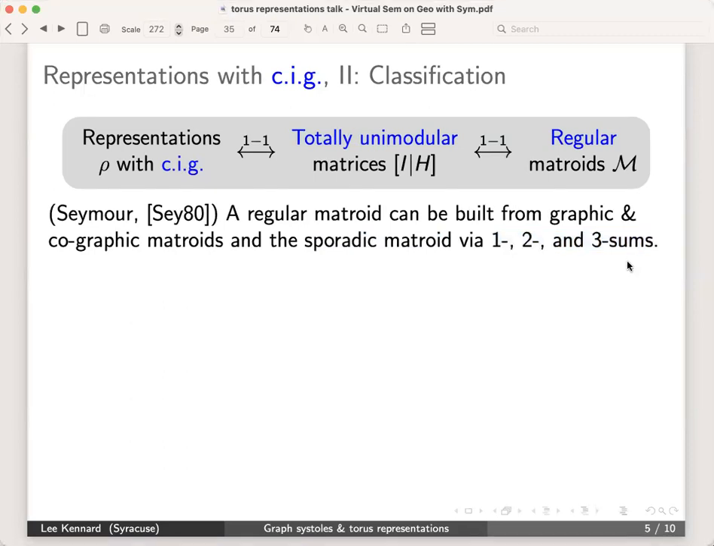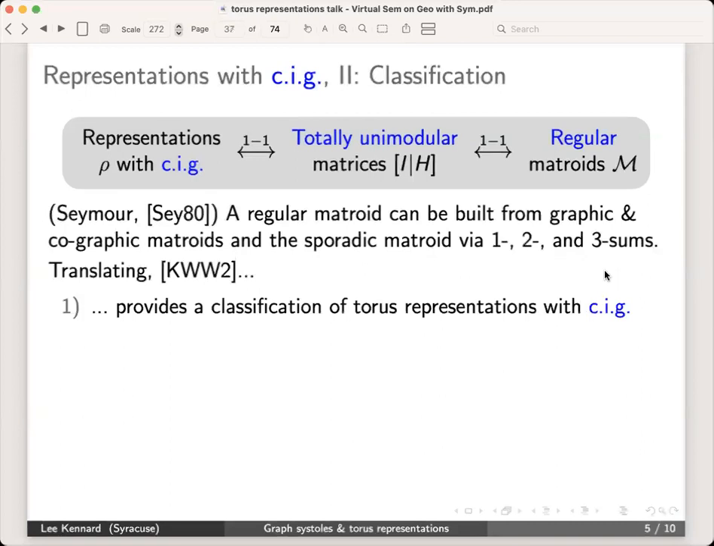Okay, we read this, we were excited, we had no idea what any of these words meant. So it took us a while to interpret this. But what we did basically was translate this result from matroid theoretic language into what we considered elementary language of representations. And it gives us a classification. Just by translating Seymour's result, we got a classification of torus representations with connected isotropy groups.